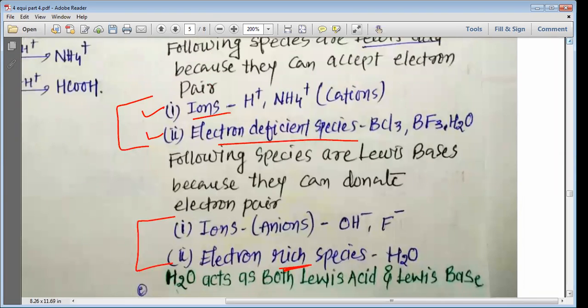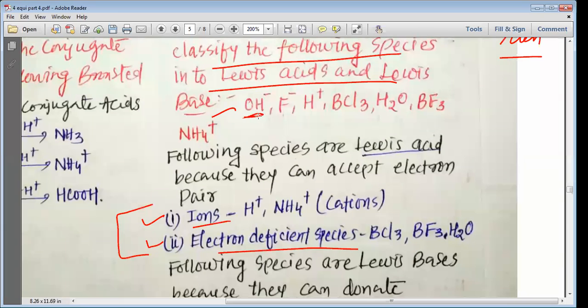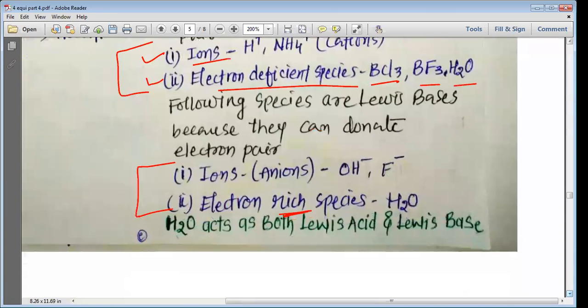So among all the species, you can see this is a negative ion, so it is going to be a Lewis base. This is a negative ion, so it is going to be a Lewis base. This is a positive ion, which is going to be a Lewis acid. This is an electron deficient species, so it is going to be a Lewis acid. H2O behaves as both Lewis acid as well as Lewis base. BF3 is actually an electron deficient species, and NH4 plus is a positive ion. So you can see that ions like H plus, NH4 plus are cations, so they are Lewis acids. Electron deficient species like BCl3 and BF3 are Lewis acids.